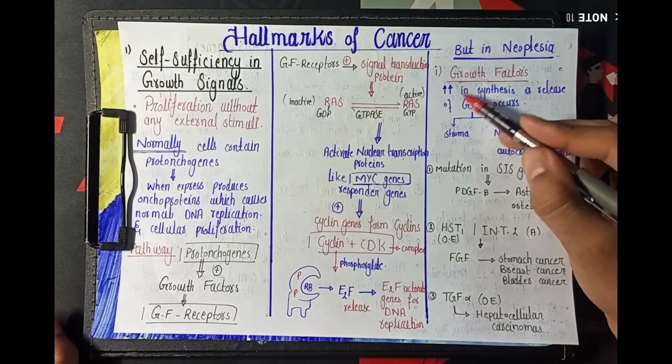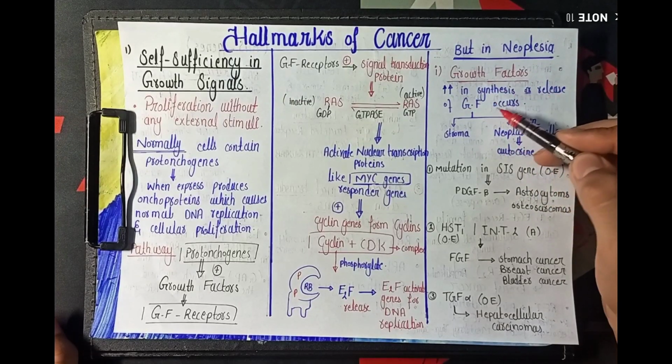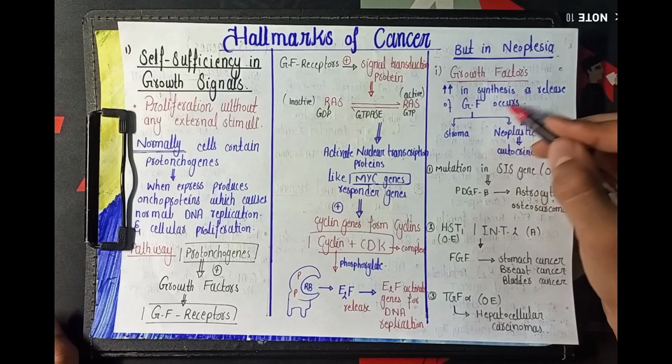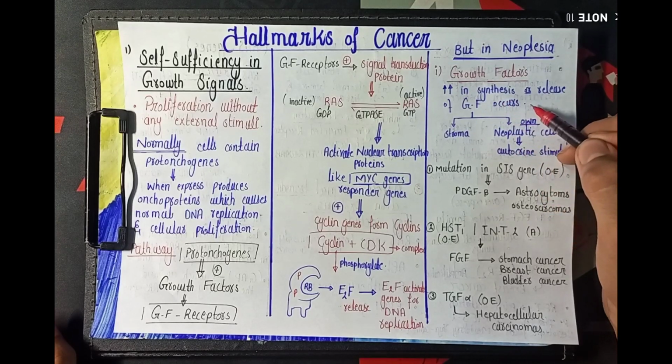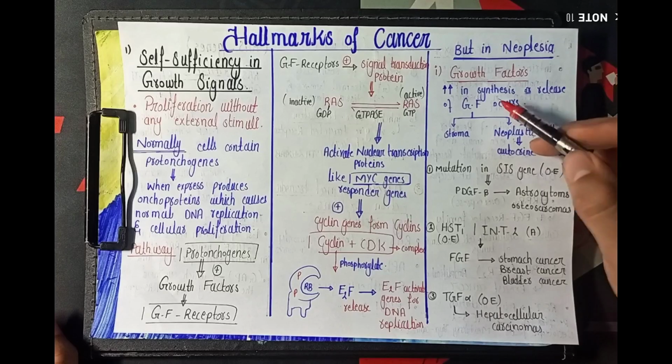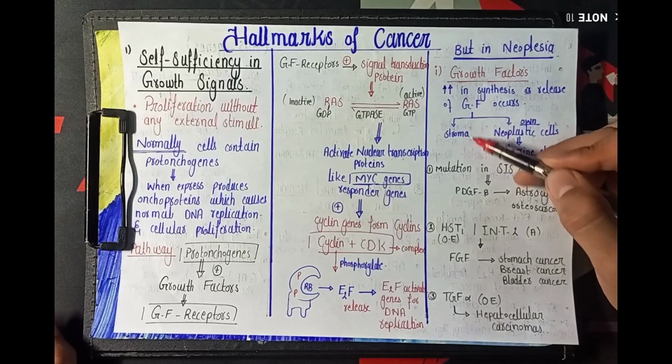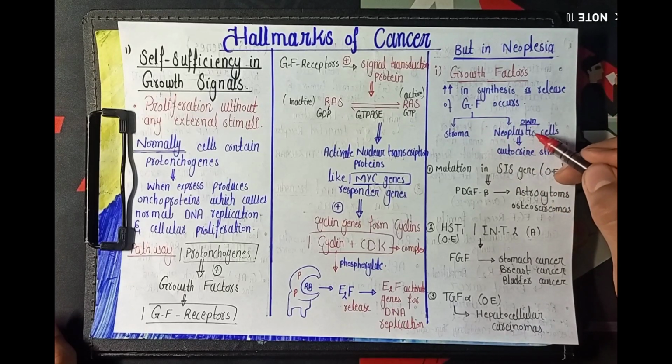In neoplastic growth, there is either an increase in the synthesis or the release of the growth factors, and these growth factors combine with the growth factor receptors and cause overproliferation and lead to other neoplastic changes. And these growth factors are either released from the stroma, or they are released by the neoplastic cell itself. And the neoplastic cell releases growth factors, and these growth factors combine with the same neoplastic cell. So this kind of stimulation is the autocrine stimulation.